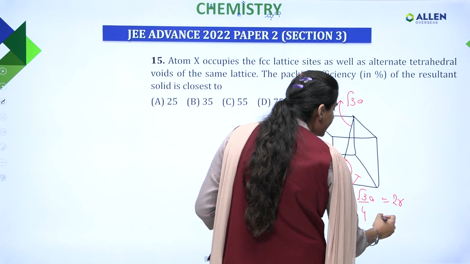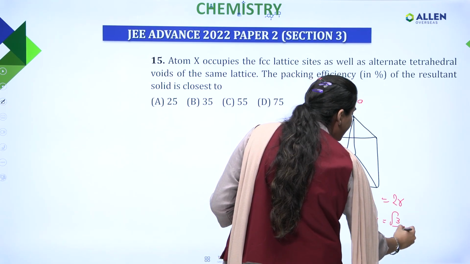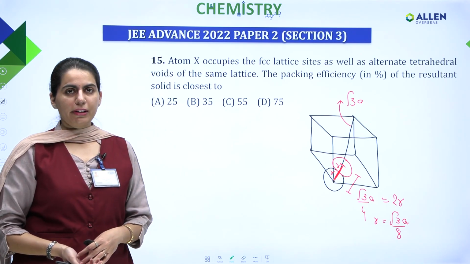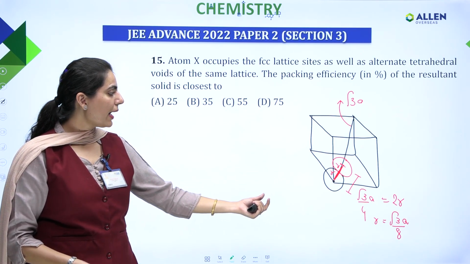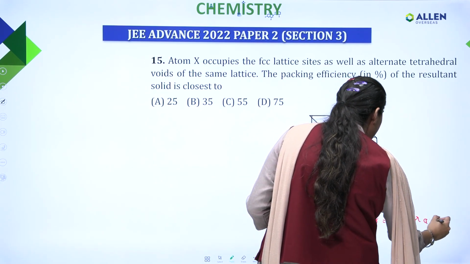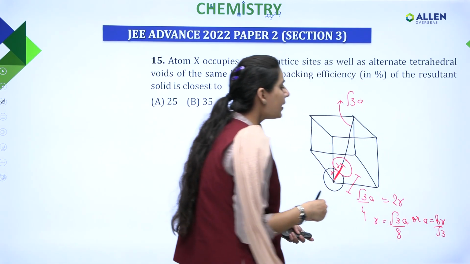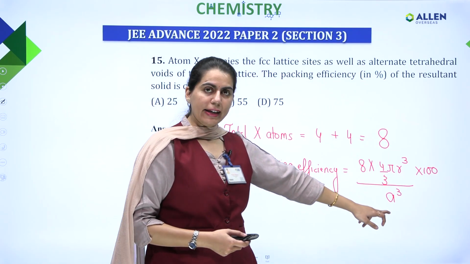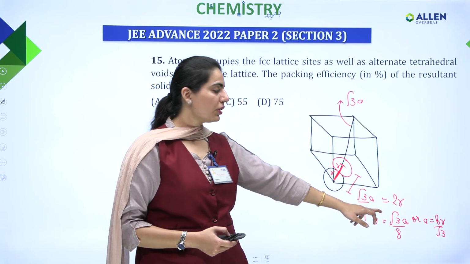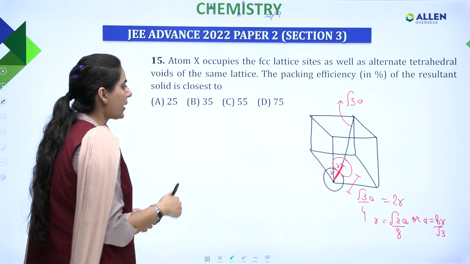So I can clearly say that √3a/4 is equal to 2r. From here I can say that radius can be written as √3a/8, or the other way I can say is that side can be written as 8r/√3. Now what I'll do is I'll put this 8r/√3 in this particular side length a, and then I'll check my percentage packing efficiency.